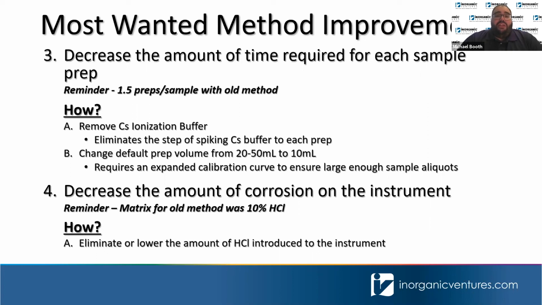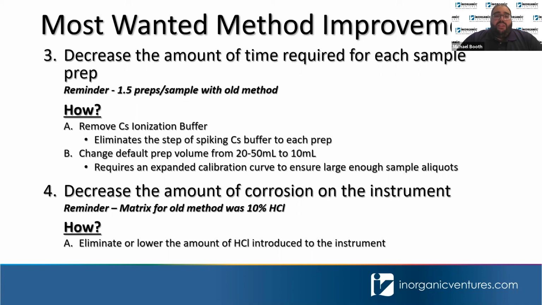And we also wanted to change the default prep volume. Our old default prep volume was anywhere from 20 to 50 mils to fit in those 50 mil centrifuge tubes. We wanted to switch down to 10 mils. And part of the reason we were able to do this is if we expanded the calibration curve, we could ensure that we wouldn't have to dilute as far and maintain large enough sample aliquots so that we weren't trying to aliquot microliters. We could stick to the milliliter range to get good weights on our sample aliquots.